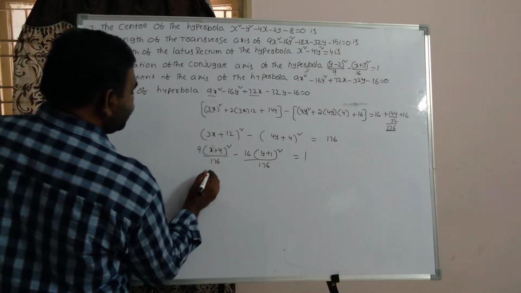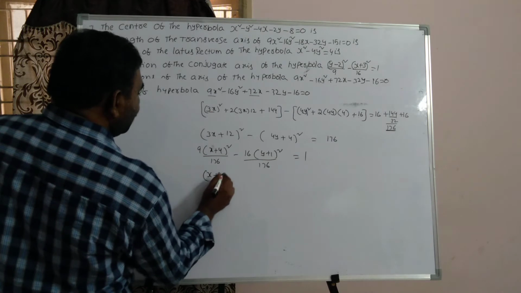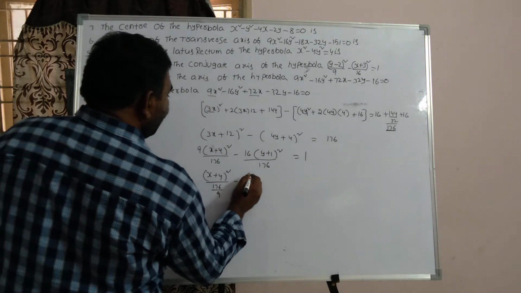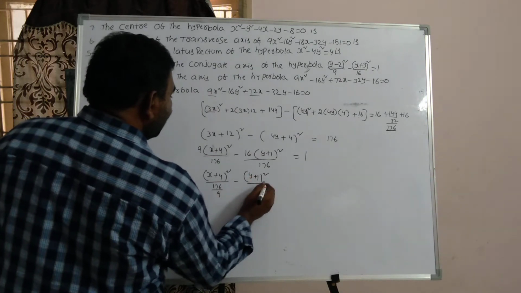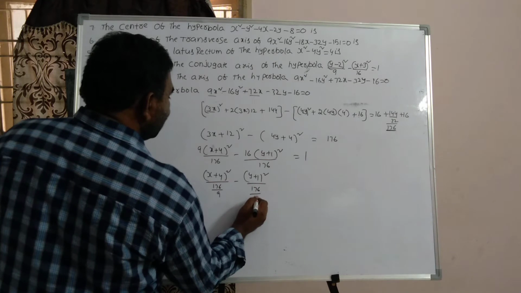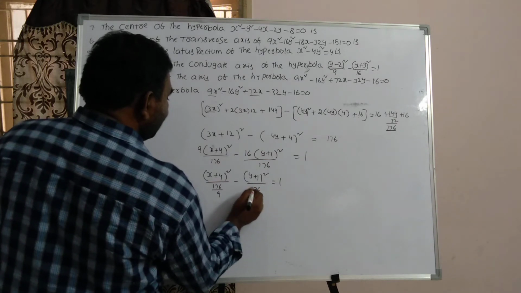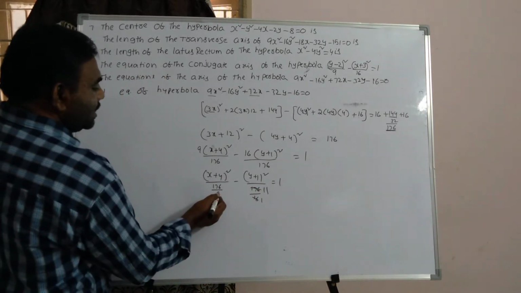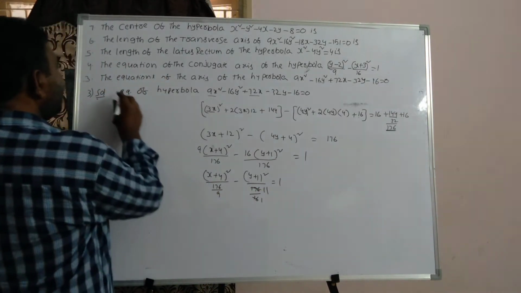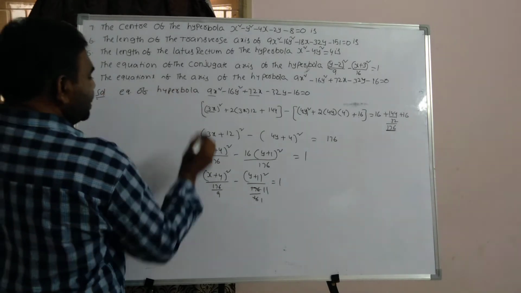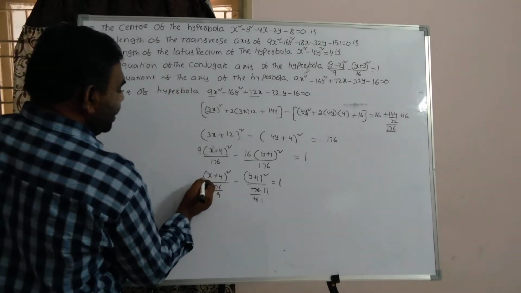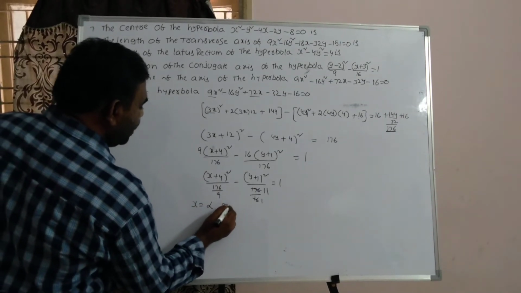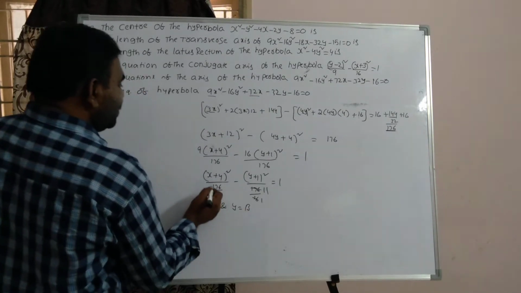So here x plus 4 whole square by 176 by 9 minus y plus 1 whole square by 176 by 16 is equal to 1. Here cancellation is impossible, leave it. What do you want? Equation of the axis. Equation of axis means here x is equal to alpha and y is equal to beta.